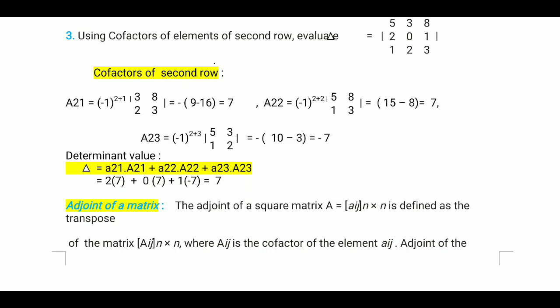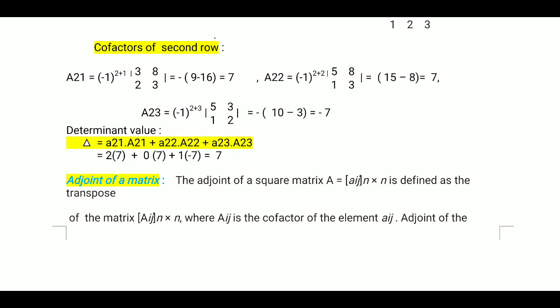A22 means the element in the second row and second column, which from the determinant is 0. So 0 into capital A22, which is 7, that is 0 into 7, plus the third element of the second row, which is 1, into its cofactor A23, which is equal to minus 7. So 1 into minus 7. Calculating, you get 14 minus 7, that is 7. So the value of this determinant is equal to 7.